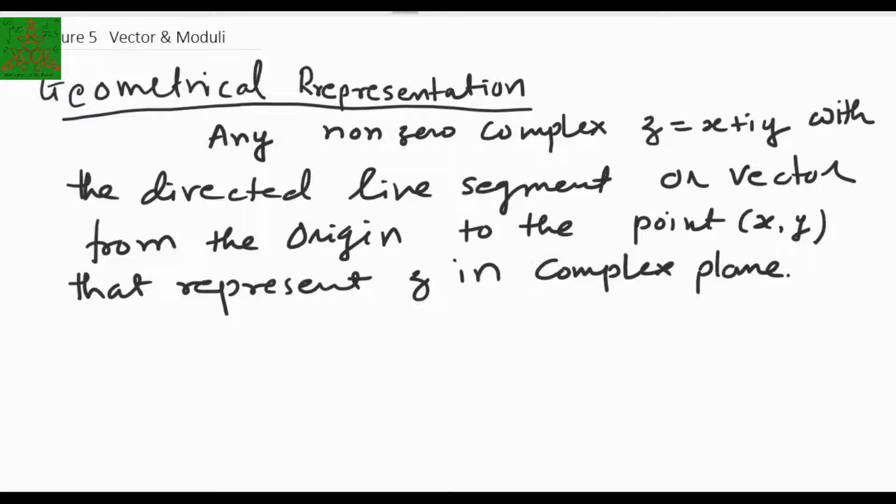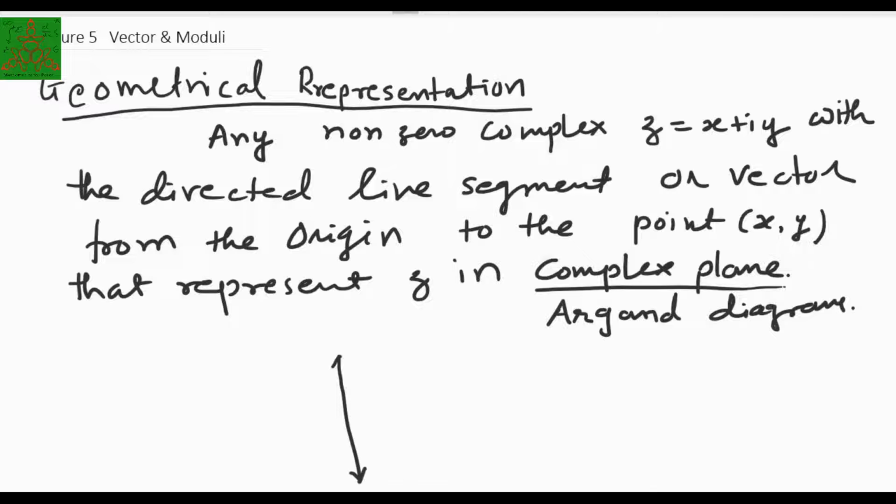This complex plane is also known as an Argand diagram. So we refer to z as a directed line segment, or a vector from the origin, in the xy plane. If you consider this as your x axis and this as your y axis, and this is the point (x, y), then this line, which is z equal to x plus iy, your complex number, is a vector or a directed line segment.